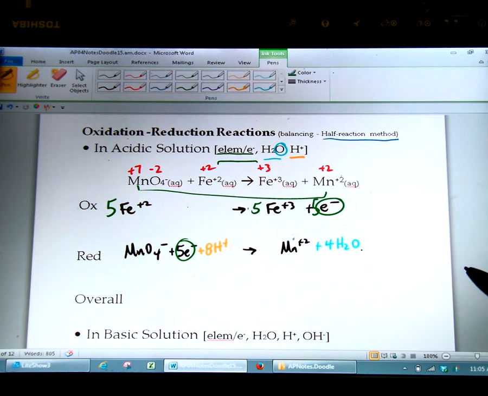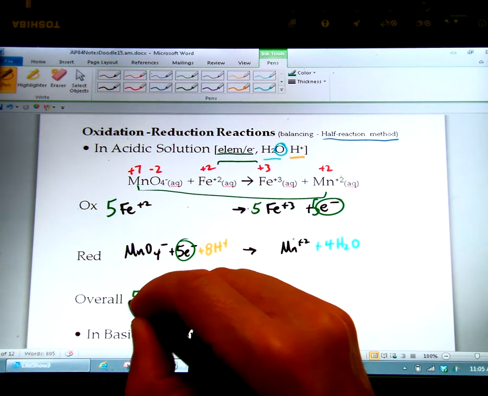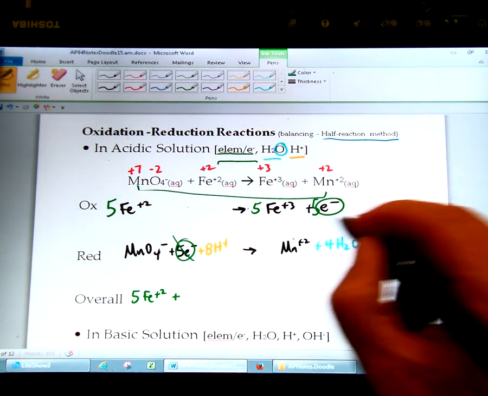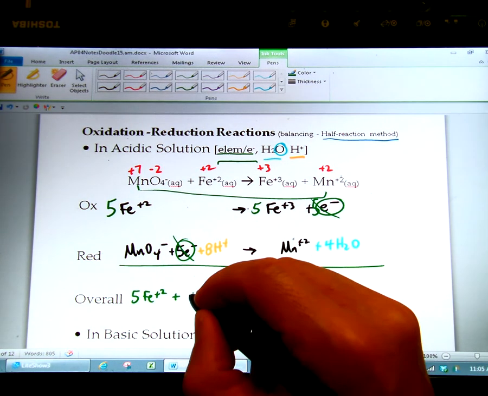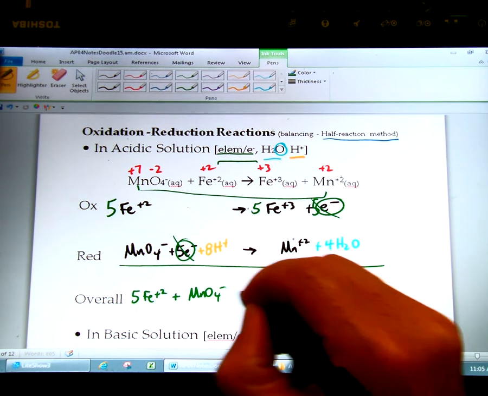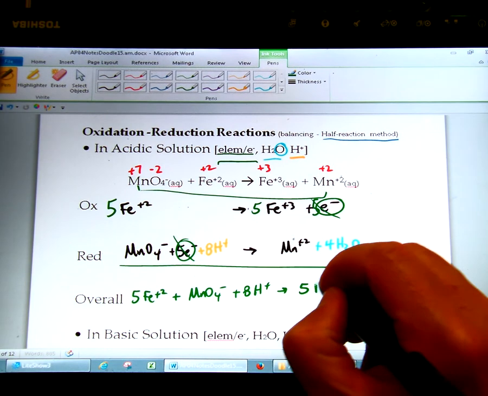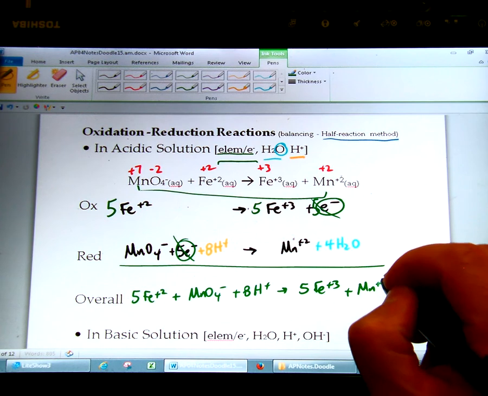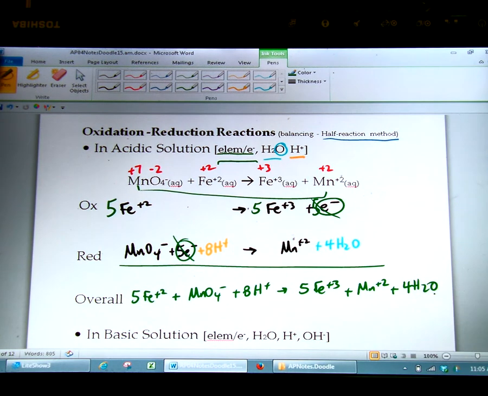And then when you rewrite the whole equation, you would see that it would all work out to be the same answer as the other notes. And the electrons would cancel out, for lack of a better word. So MnO4 minus plus 8 H pluses yields 5 Fe 3 pluses plus Mn 2 plus plus 4 waters. So it's a little longer, but you could get the same answer.